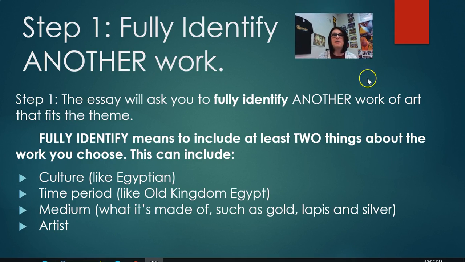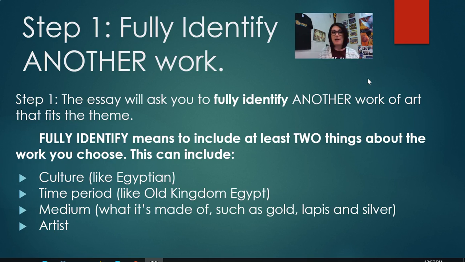So then you move on to step one, where it starts giving you commands of what you need to do. Now, step one is the easiest part that people should get but miss, all right? The first thing it's going to ask you to do is to choose another work of art, either from your choosing or from the list below, and fully identify it, okay? This is such an easy point that people just forget to do.